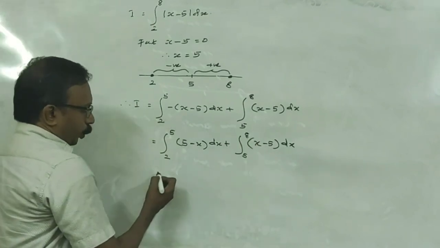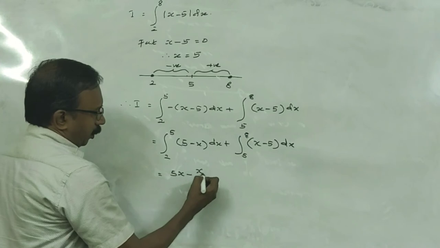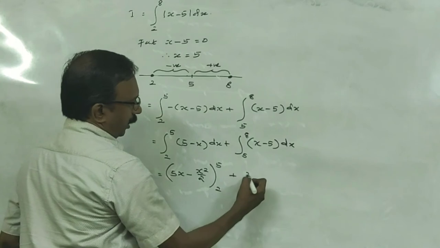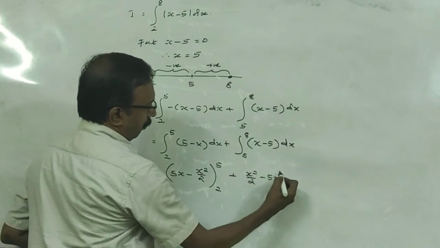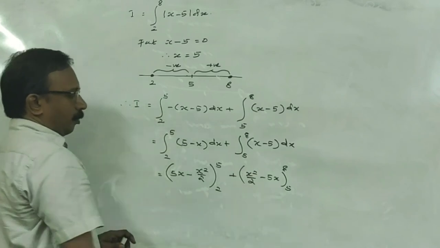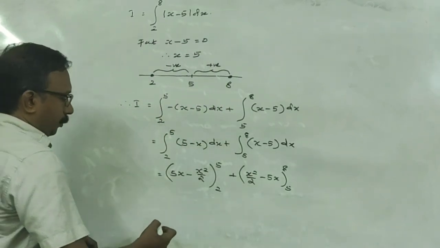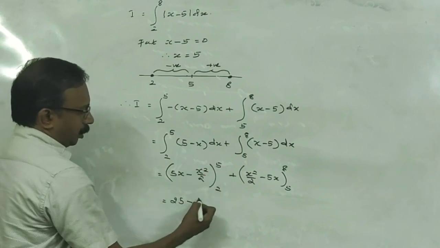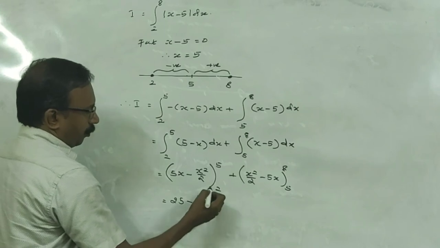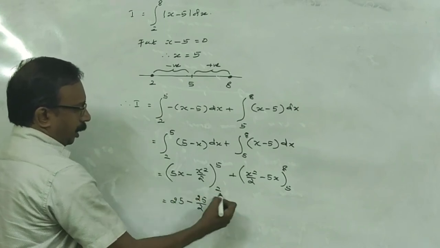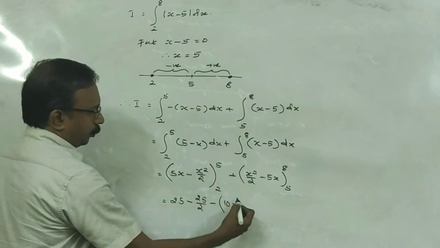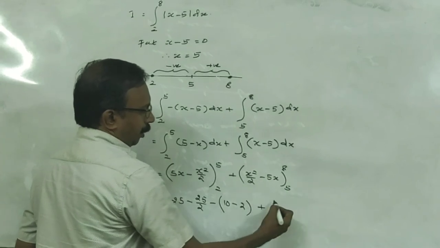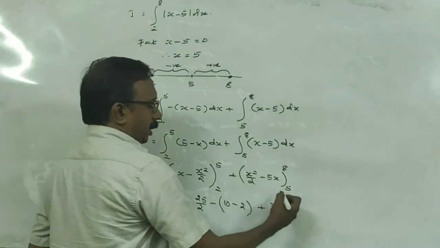Now the integral is 5x minus x square by 2, upper limit 5, lower limit 2. Here x square by 2 minus 5x, upper limit 8, lower limit 5. Applying the limits we have, 5 fives are 25, minus 5 square by 2, 25 by 2, minus of 10 minus 2 square, 4 by 2 is 2, plus 64 by 2, 32, minus 40.